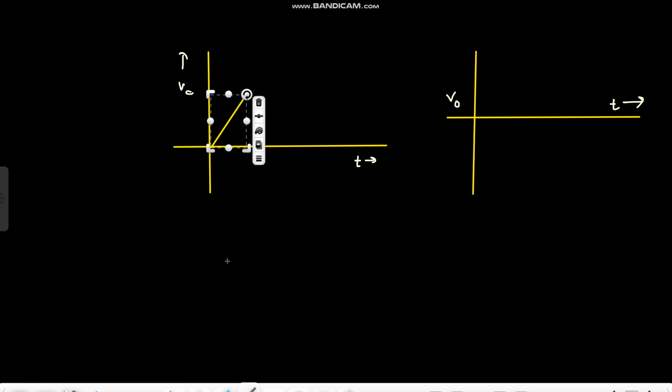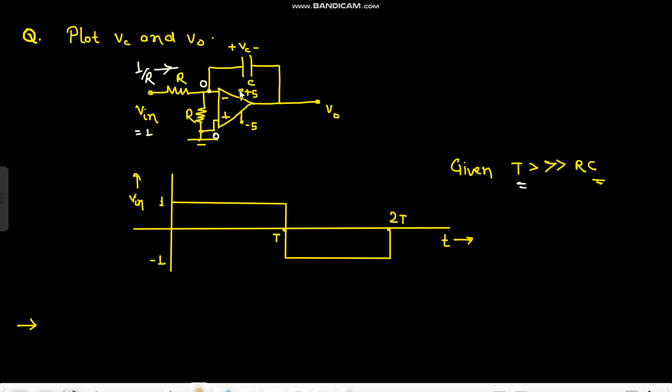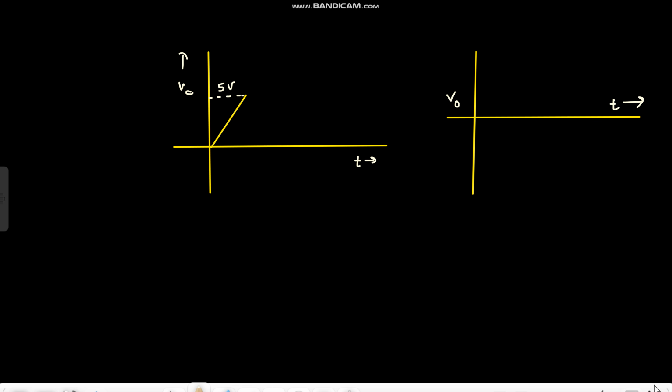I have already explained this concept. So we have linear charging till what volt? 5 volts. Why? Because our V sat is +5 and -5. Here we have 0, 1 by R current is charging linearly, and our output goes to +5 volt, so our V output would be -5. Now if it tries to charge more than that, the output would remain at -5 only, because the output can't go below -5. That's a basic property of an op-amp.